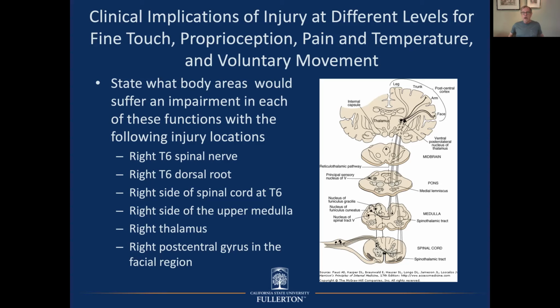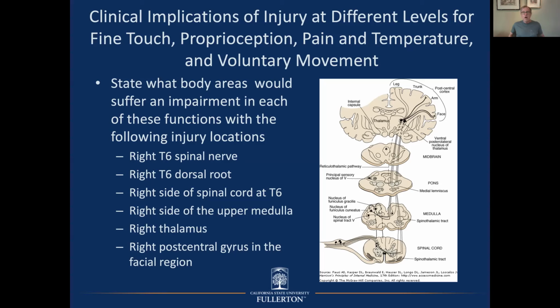How do I know it's on the right? Because that pathway doesn't cross until higher. Now, pain and temperature. The loss would be on the left. You see what an interesting pattern it is? You lose pain and temperature sensation for all dermatomes below T6 on the left side, but fine touch and proprioception on the right side.